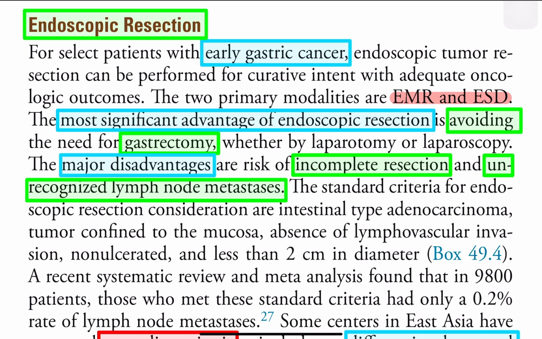The most important advantage is avoiding gastrectomy. In early gastric cancer, we have no need to sacrifice the stomach. And the major disadvantage is, since it is just a mucosal resection, incomplete resection and unrecognized lymph node metastasis. So two things: advantage, avoid gastrectomy; disadvantage, incomplete resection and unrecognized lymph node metastasis.